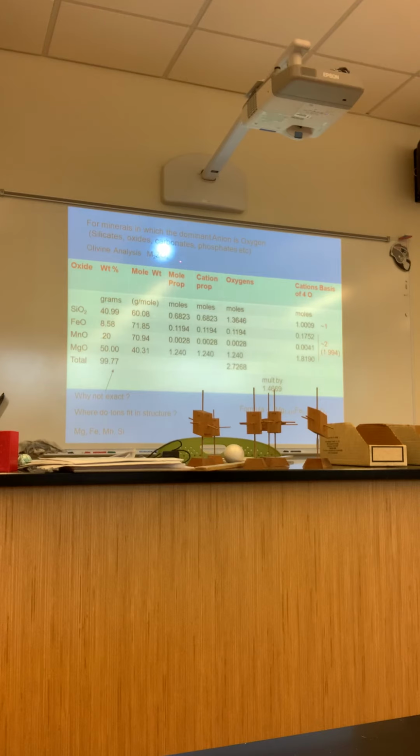So we have, for every 4 oxygens, we have 1 silicon. And that number is almost dead on. And for every 4 oxygens, we should have 2 of these. And when we add these guys up, they're 1.994. They should equal 2, which is good. Okay, so now we have this chemical analysis reframed in terms of that formula.